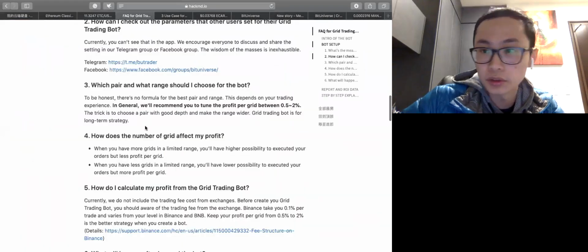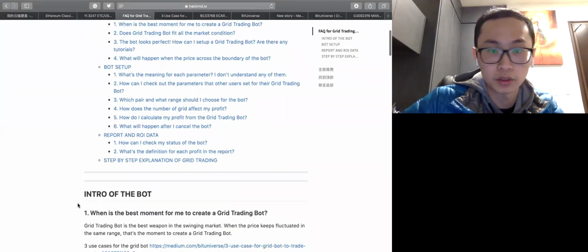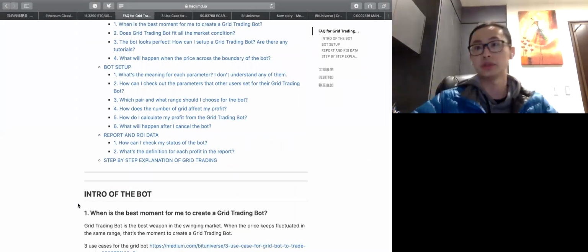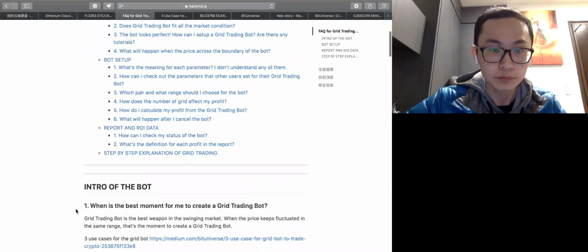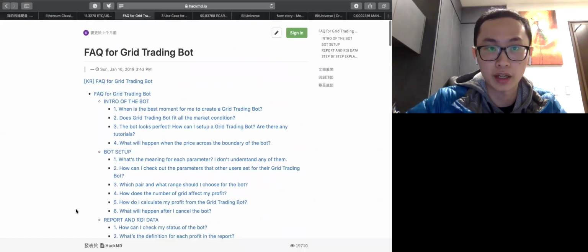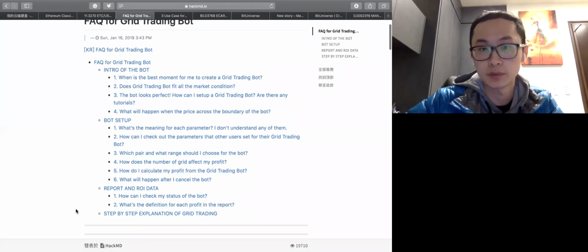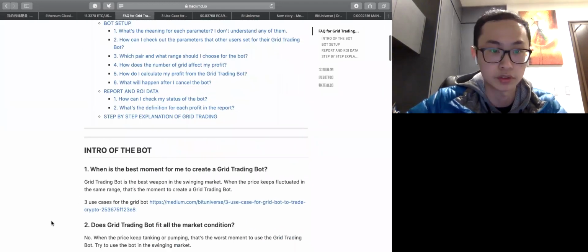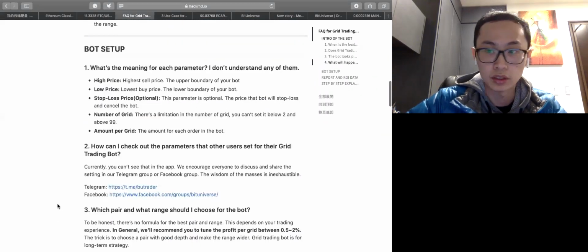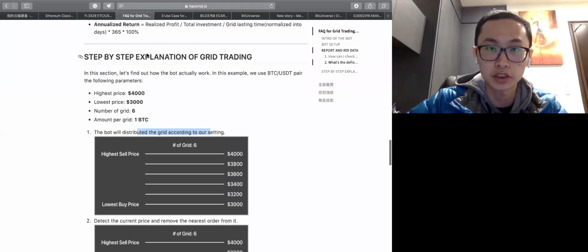If you guys don't have any questions, I'm going to the next part. This is a file that we wrote, a tutorial to help users learn more about the bot. I will share the link with you guys after the meeting. There's a part I want to share with you, which is the explanation of grid trading.